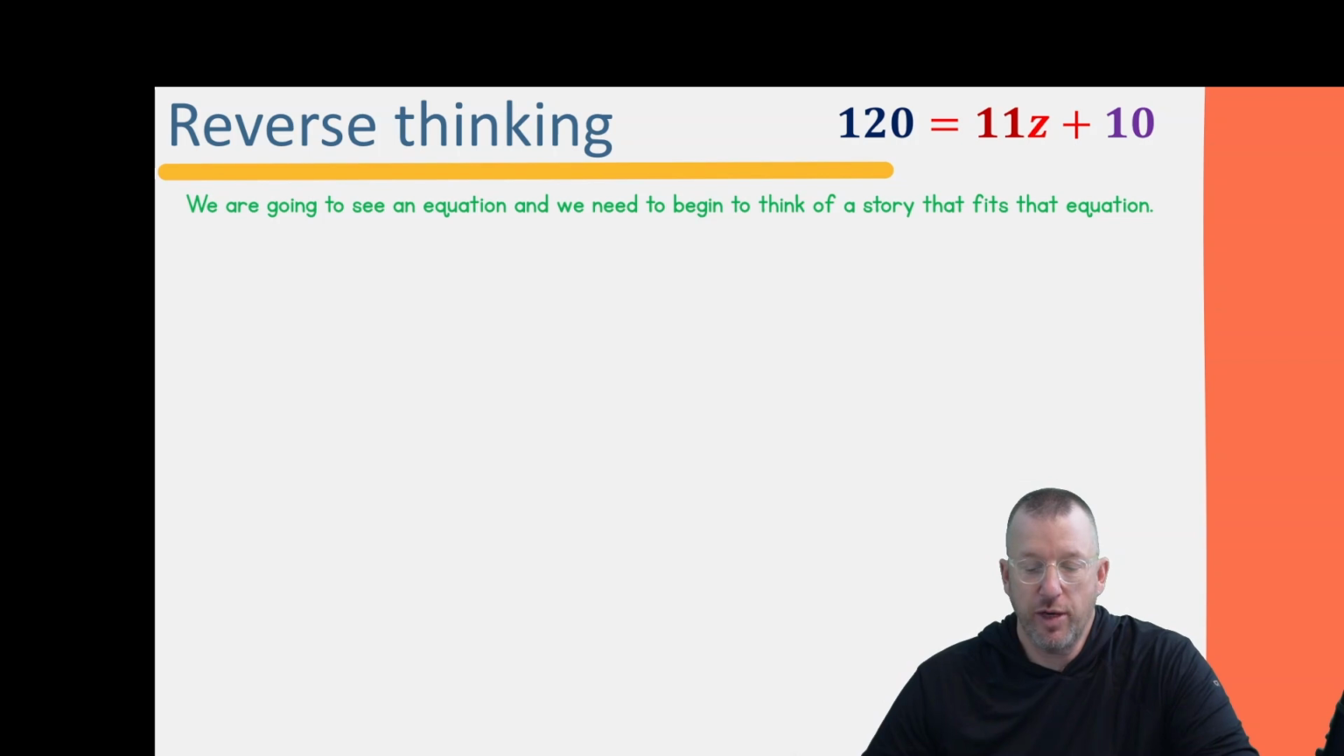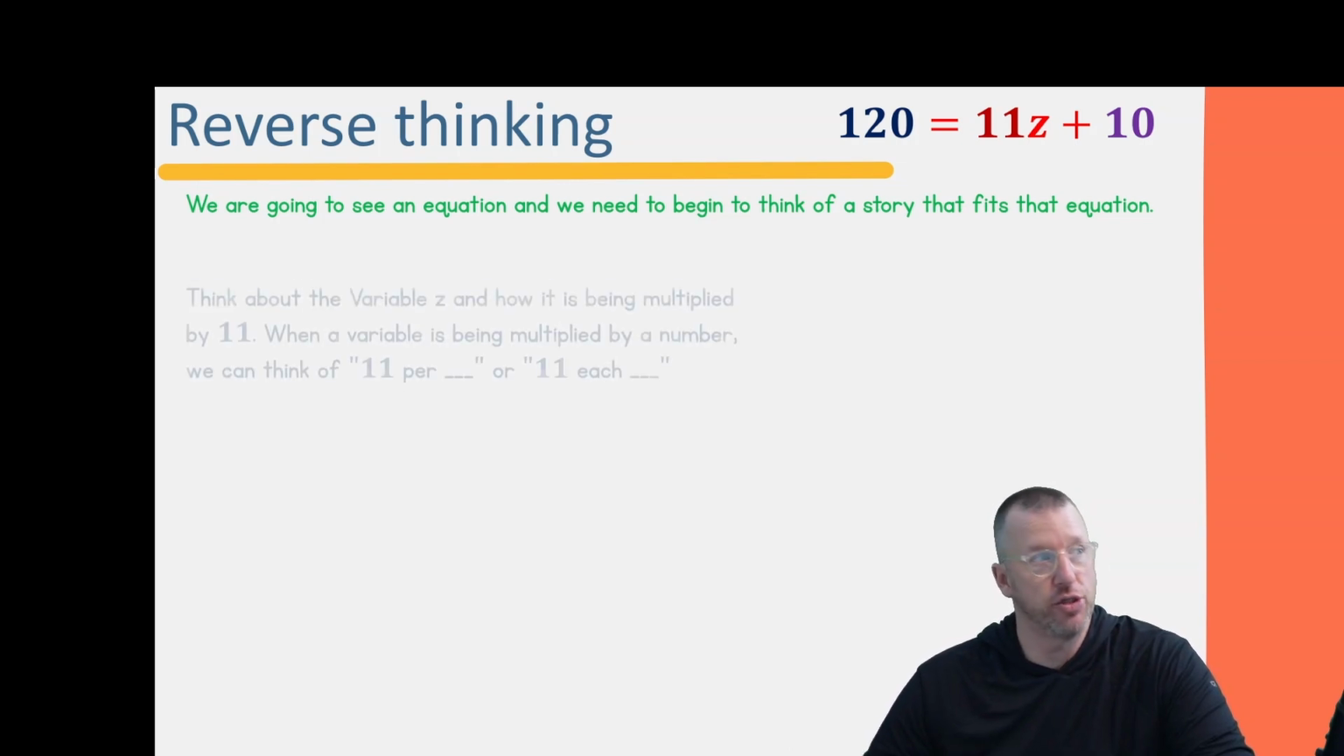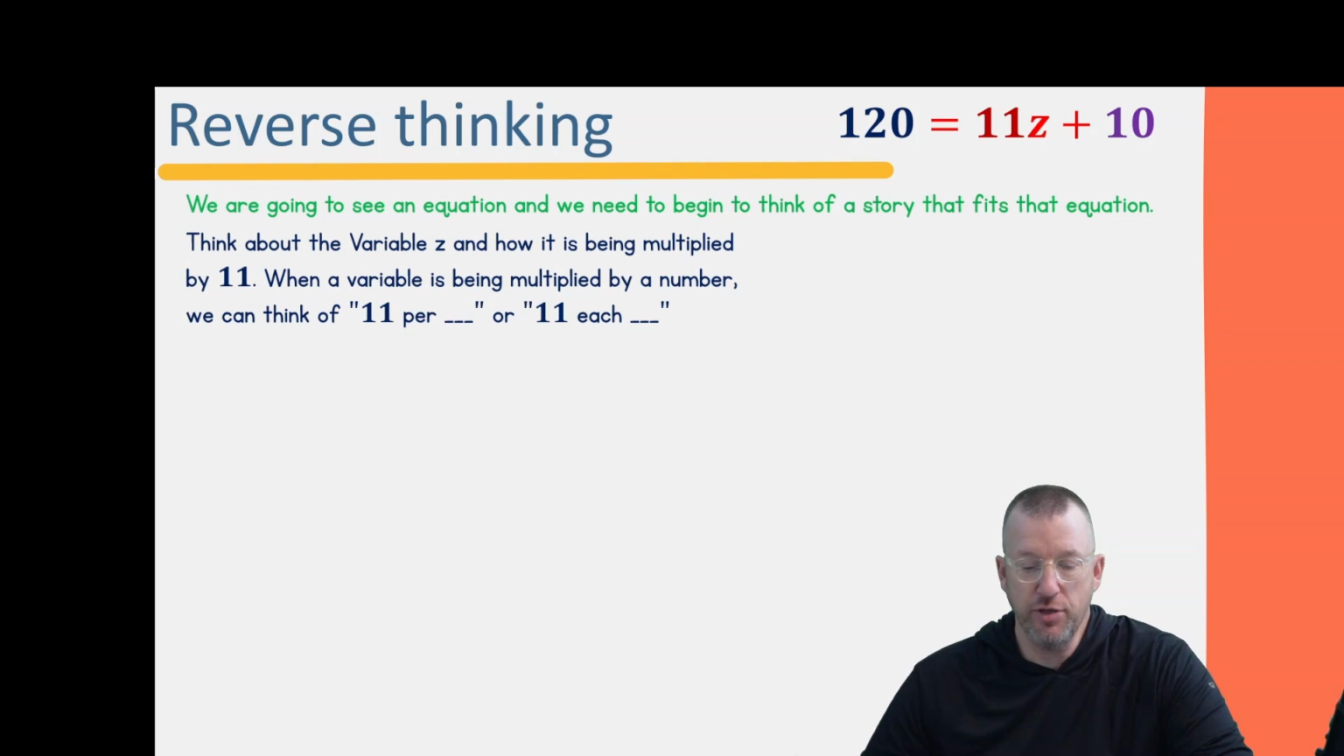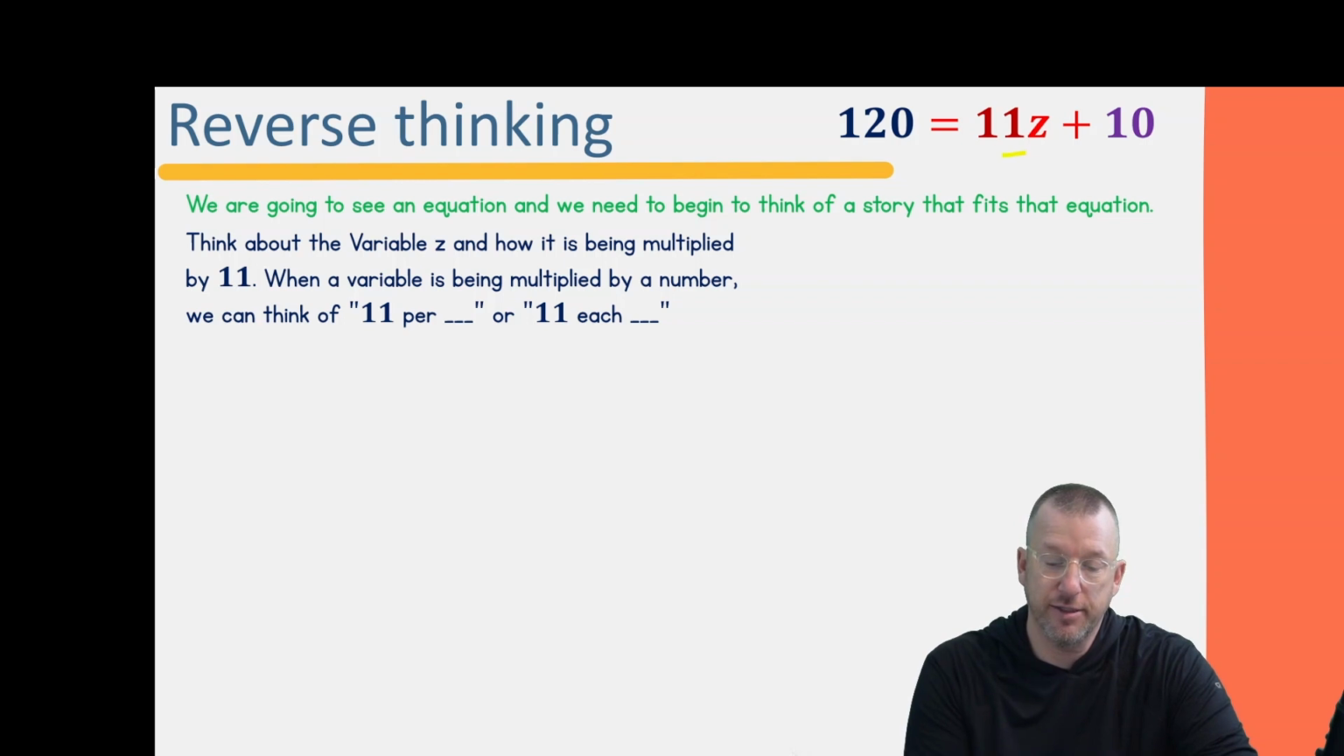And you'll notice that our equation that just popped up, 120 equals 11z plus 10, is written in all different colors because I wanted to color code what I'm about to show you. Okay, so the first thing you do when you look at an equation is you think about the variable. Look at the variable and try to figure out what you want to do with that variable. Okay, so here's our variable over here.